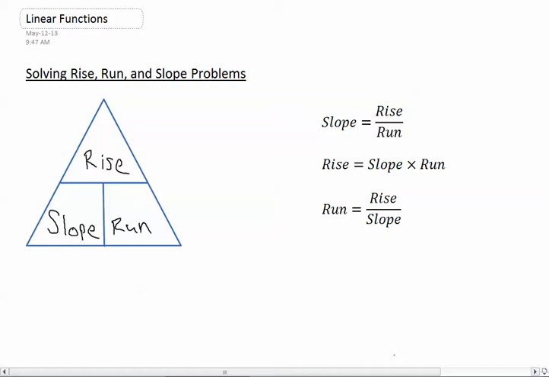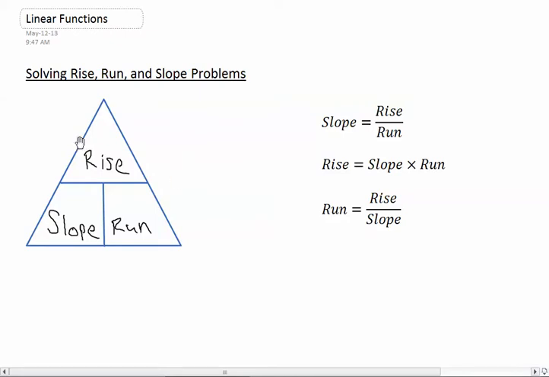We've got our linear functions here. So what we're going to be taking a look at is the special relationship between rise, run, and slope. So we're familiar with this notation, slope is equal to rise over run. Now we're also going to use one of these handy dandy triangles here.